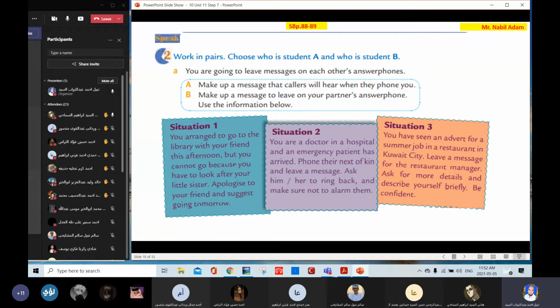For example, he says: This is Hani. I'm sorry, I'm not at home. Please leave a message after the beep. And then he sends what? He sends a tone or a musical note.